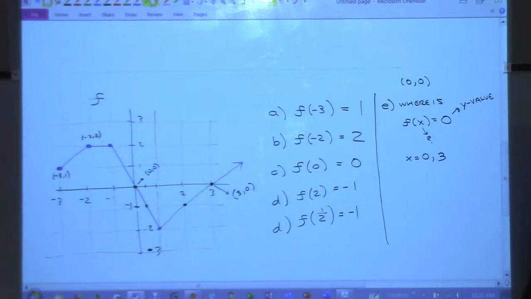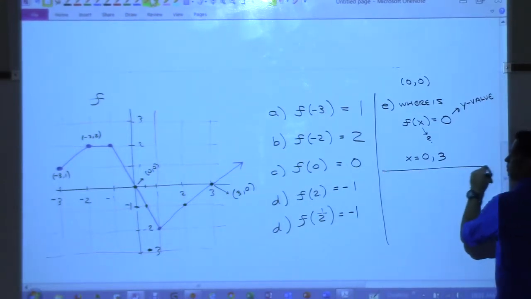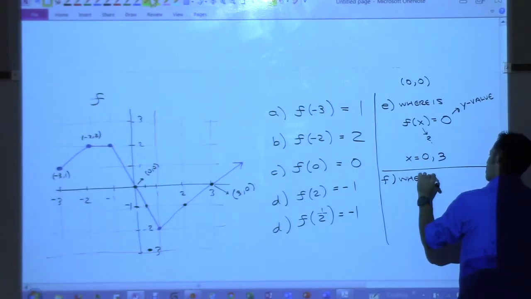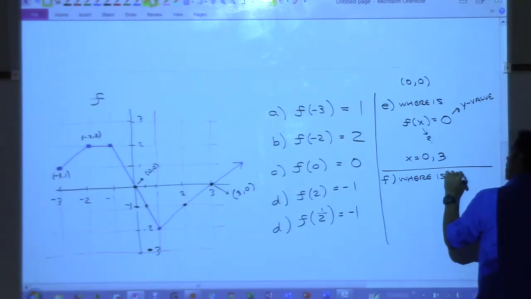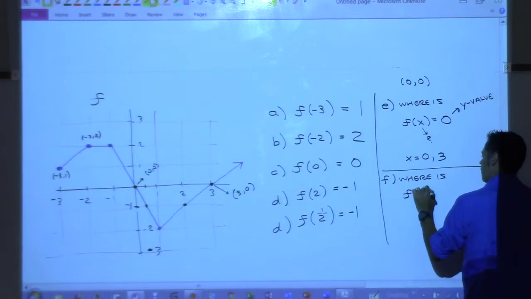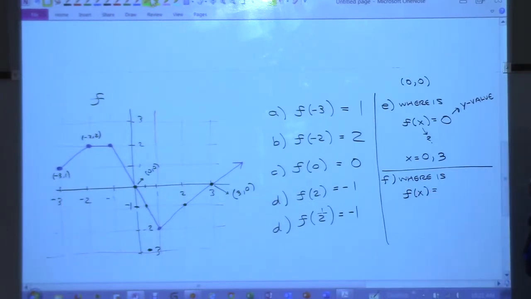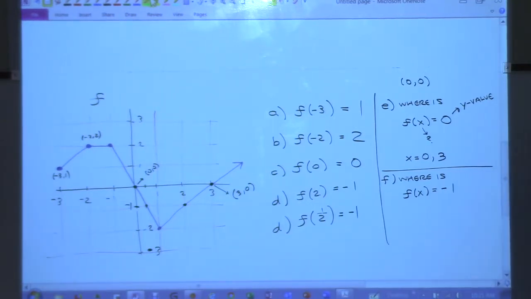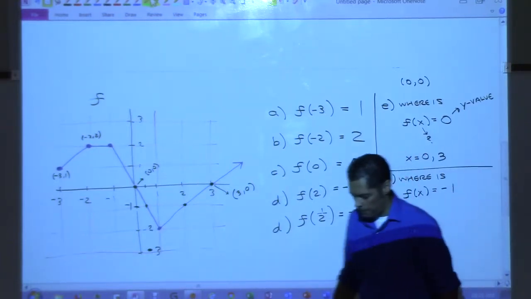Let's do another one. Where is f of x equal to, well, let's go with this one, okay? Keep it kind of reasonable at this point.